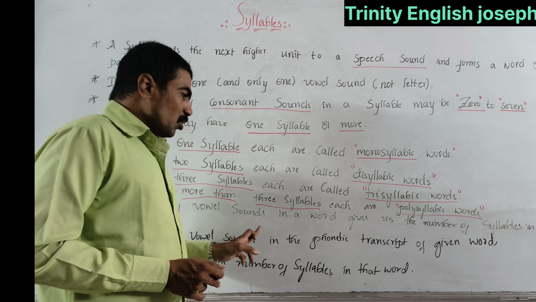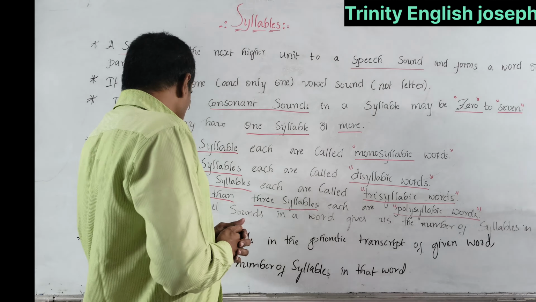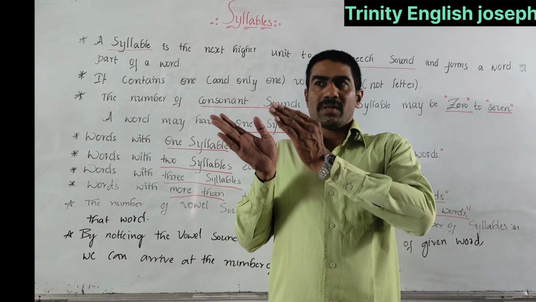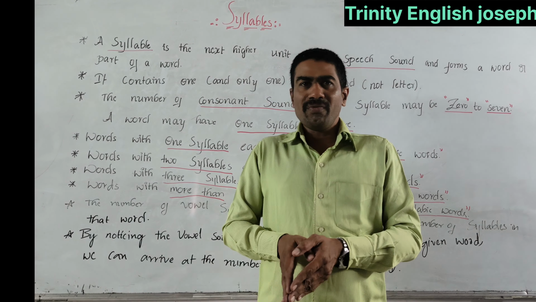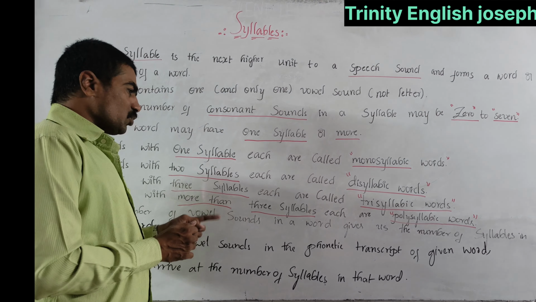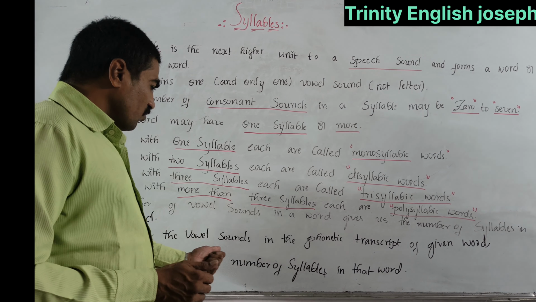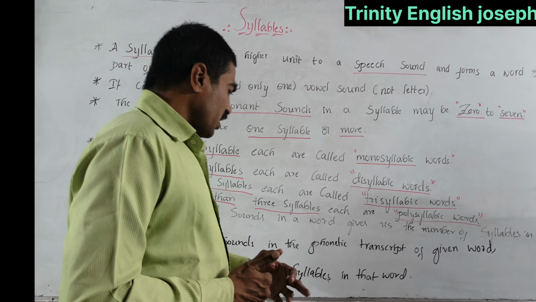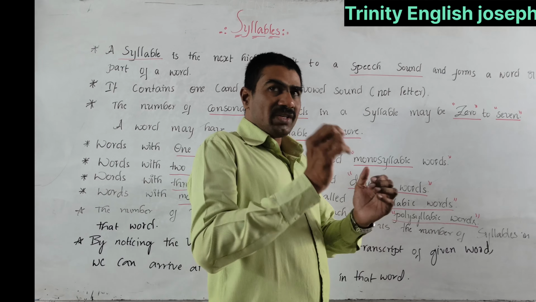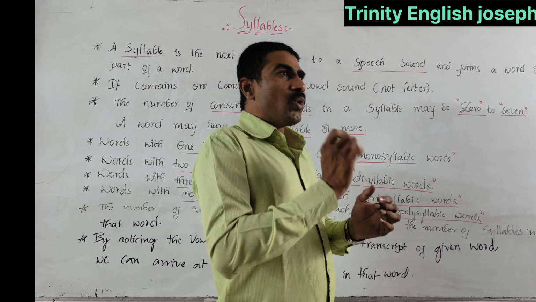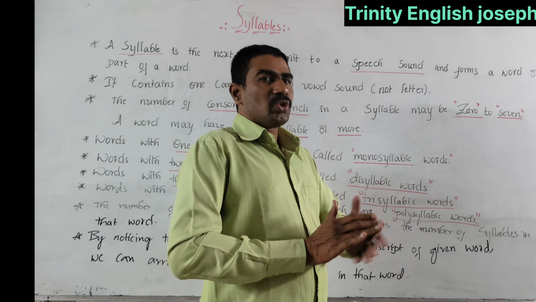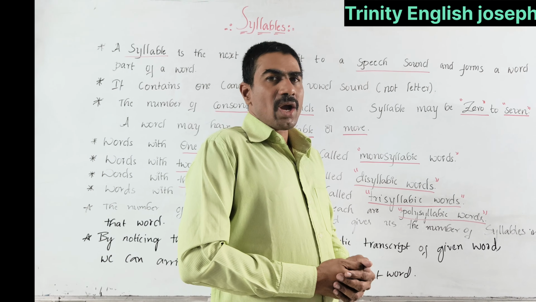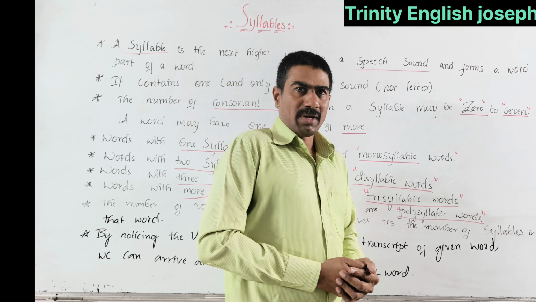The number of vowel sounds in a word gives us the number of syllables in that word. As I already told you, the number of vowel sounds is equal to the number of syllables. By noticing the vowel sounds in the phonetic transcript of a given word, we can arrive at the number of syllables in that word. First, whenever you divide the word, find out how many vowel sounds there are. According to that, we can divide that particular word, and in that way we arrive at the number of syllables.